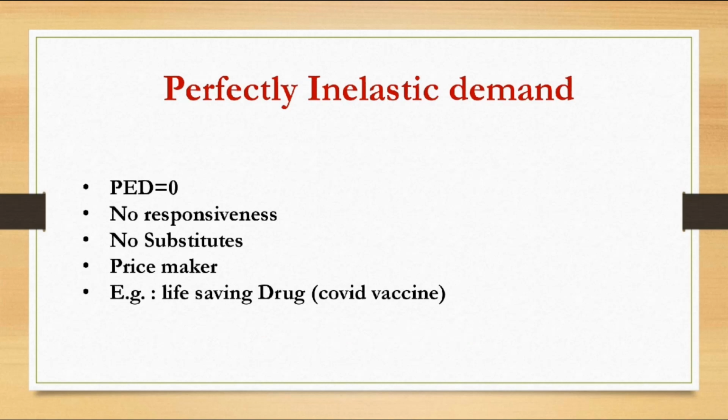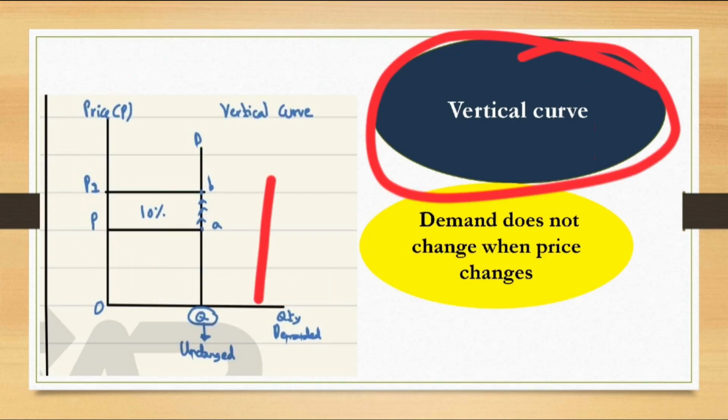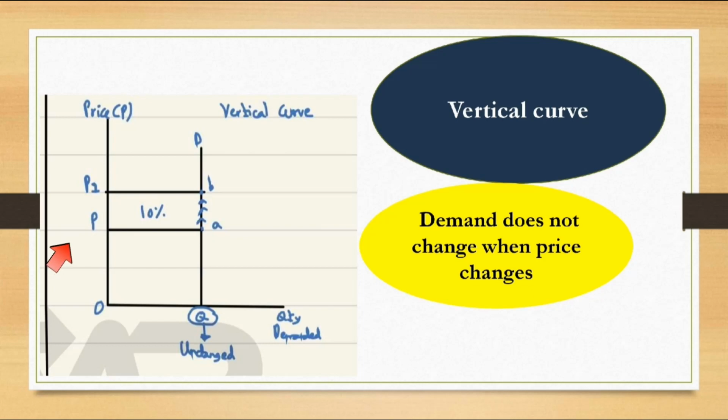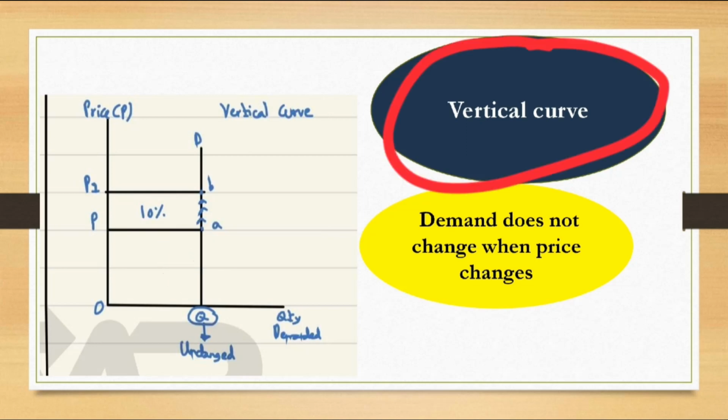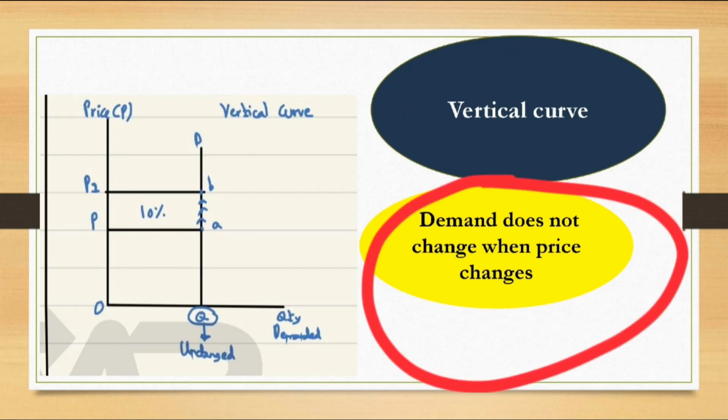So if the price has been increased by 10% or 20%, still you have to purchase, or you have to get the vaccine. If you don't get it, you might die. So it is your necessity, and you cannot survive without that. You might die, so you have to purchase that. So it is perfectly inelastic demand. So the demand curve is a vertical curve, and even if the price is increased from P to P1 by 10%, as we can see in the diagram, the quantity demanded is unchanged. It is a vertical curve. So it is known as perfectly inelastic demand, which means that the demand does not change when the prices change.